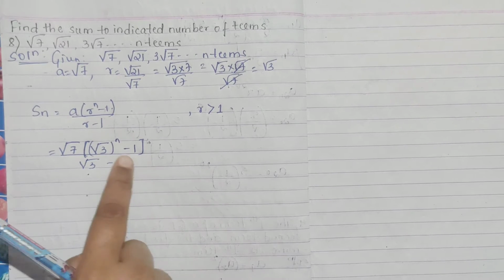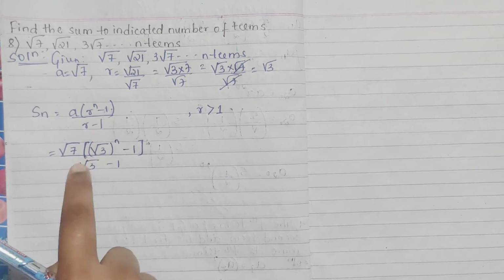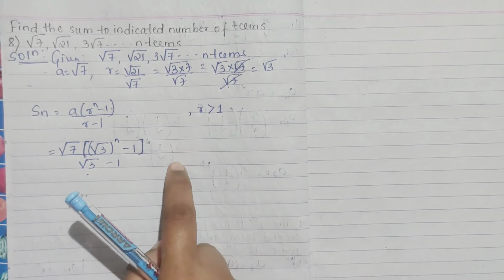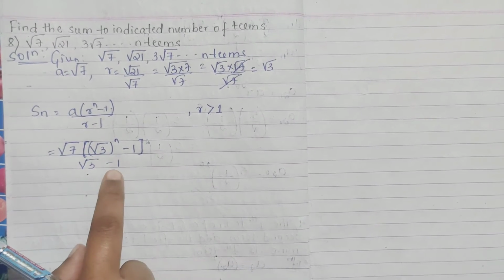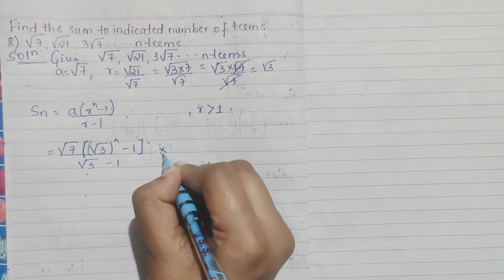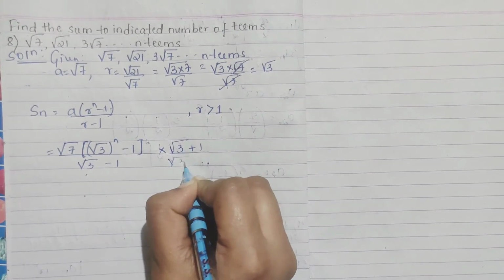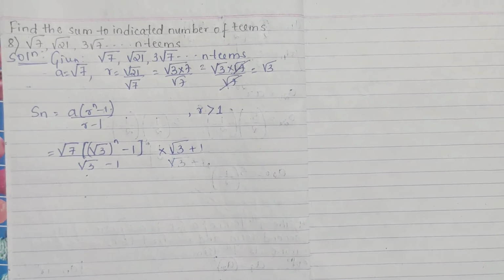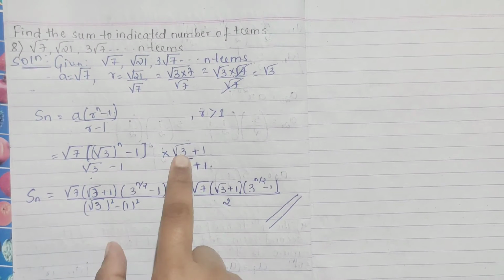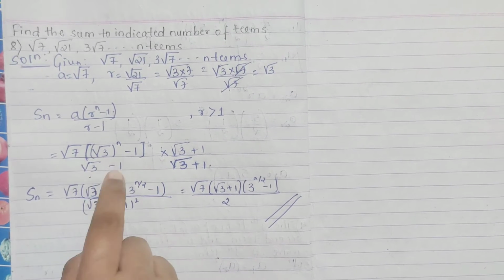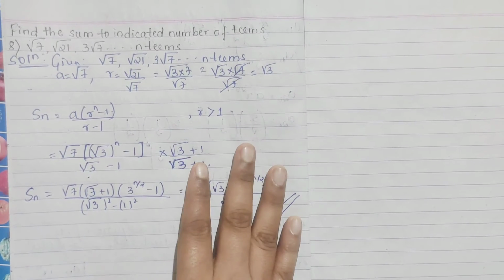Rationalizing means what? In the denominator, whatever term is there, we multiply and divide the numerator and denominator by its opposite. So the denominator is √3 minus 1. What we have to do is multiply by √3 plus 1 and divide by √3 plus 1. You have studied this rationalizing, right? Whenever a root is there, you can go for the rationalizing part.